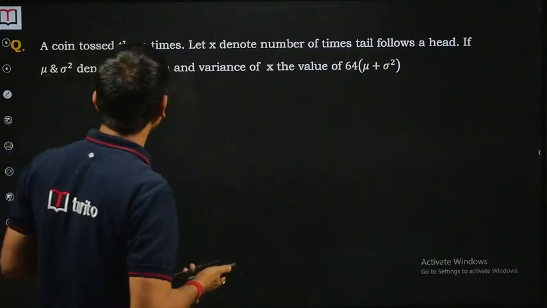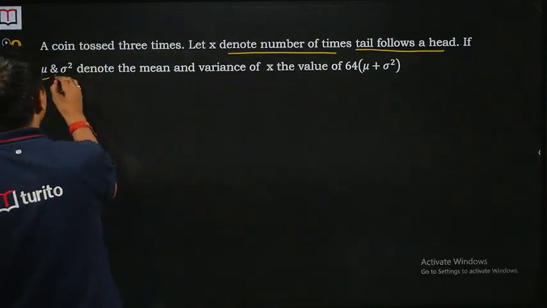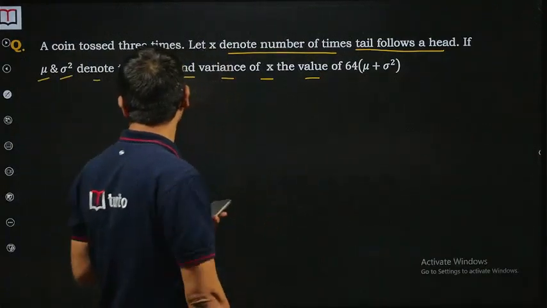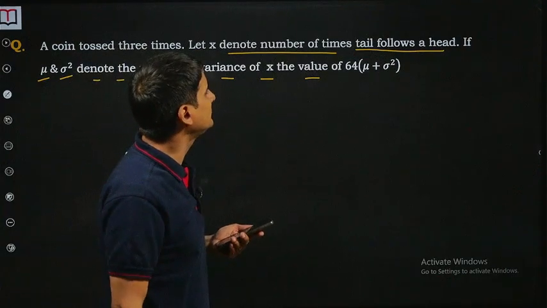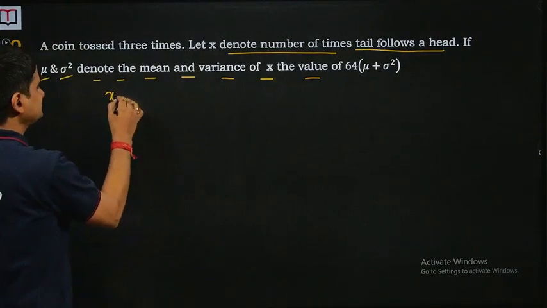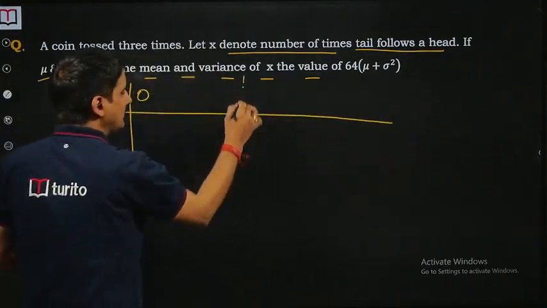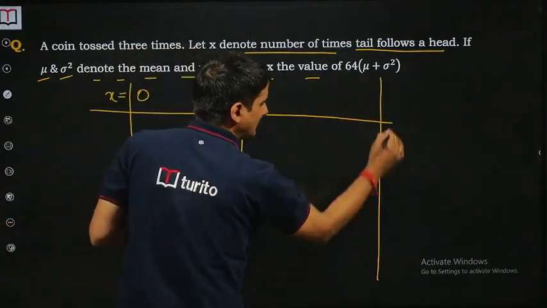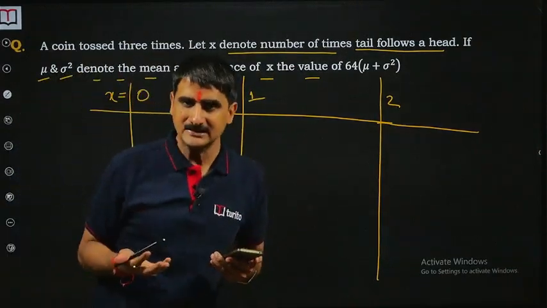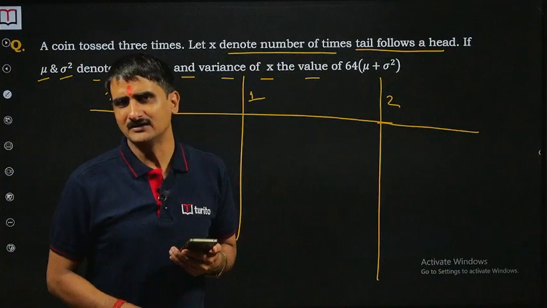So a coin is tossed 3 times, let x denote the number of times a tail follows a head. If mu and sigma square denote the mean and variance of x, find the value of 64 times (mu plus sigma square). So we have to find the mean and variance. X denotes the number of times a tail follows a head. So x can be 0, when no tail occurs after any head, or x can be 1, or x can be 2, isn't that so? Because if you toss a coin thrice, you can have at most 2 tails following heads. That's how I look at this question.